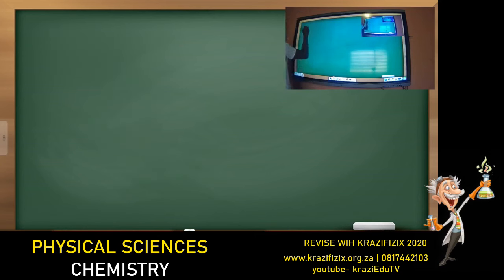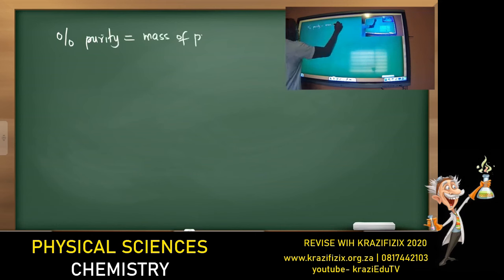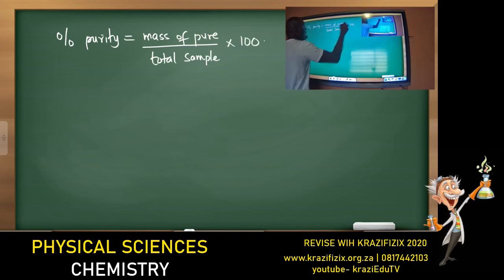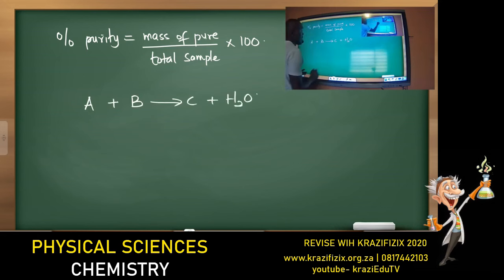I'm going to tell you how to deal with your percentage purity, which is mass of pure substance over total sample of impure multiplied by what? 100. This is the trend, and I'm going to quickly show you the trend. You will be given a compound A plus B to give you C plus that. Now, you will be told that you want to find the percentage purity of B, for instance. Now, so you need that formula.